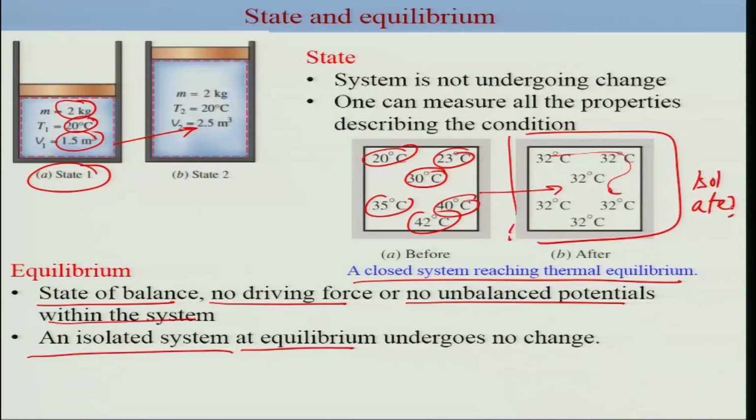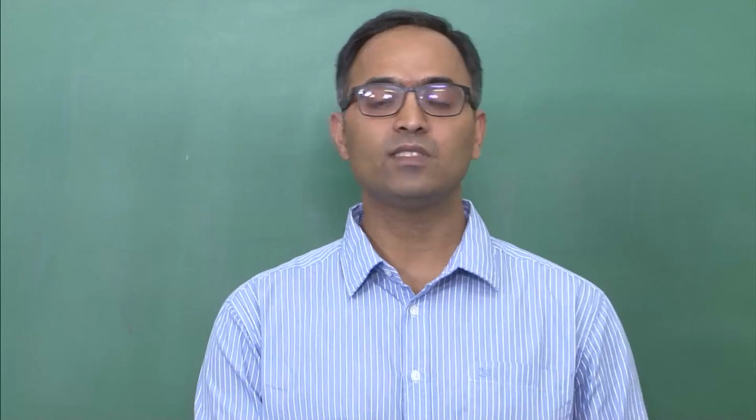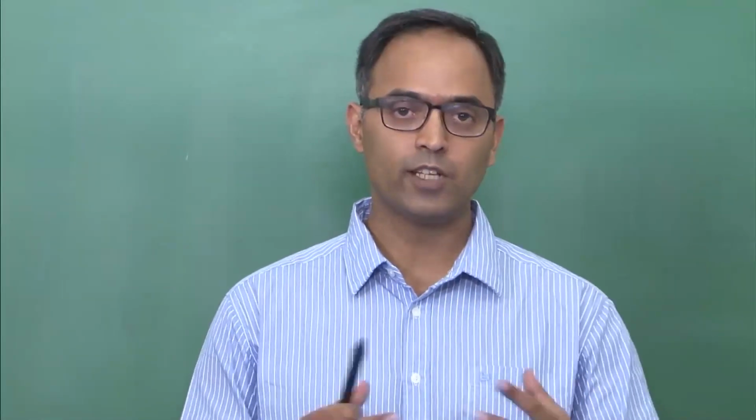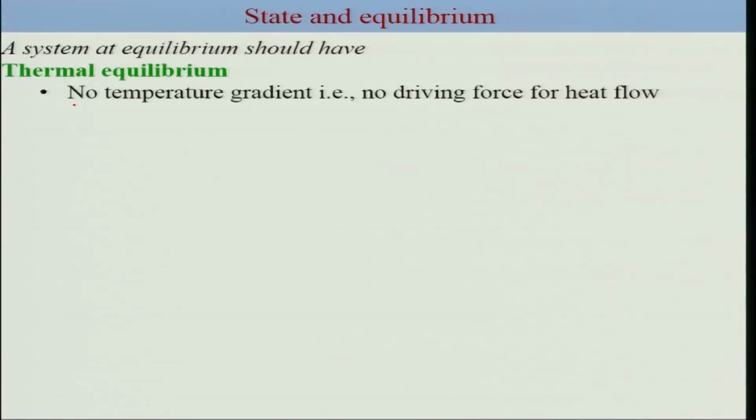Okay, so that's how we're going to have defined equilibrium. There are many forms of equilibrium. A system is said to be at equilibrium when all kinds of equilibrium conditions are met. The equilibrium conditions are thermal equilibrium, mechanical equilibrium, and chemical equilibrium. So let's look at them step by step. Thermal equilibrium is where there is no temperature gradient. That means there is no driving force for heat to flow.